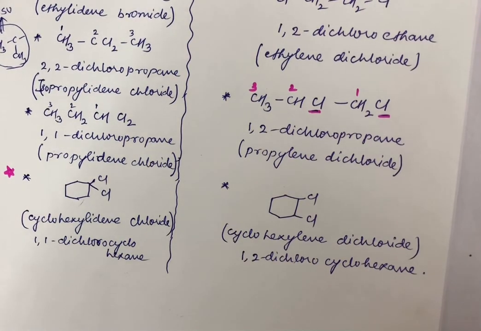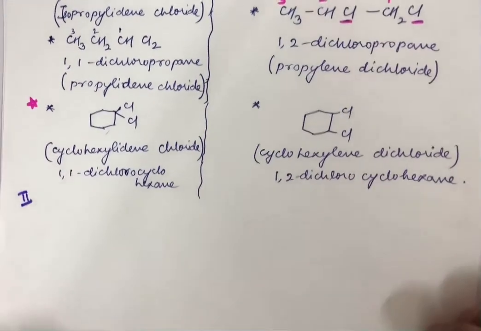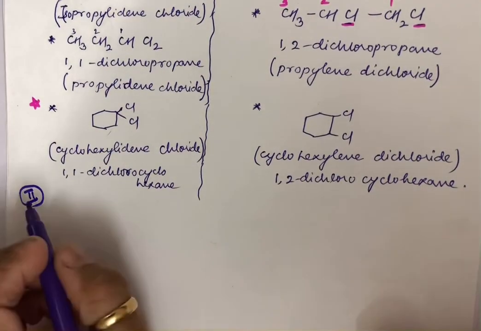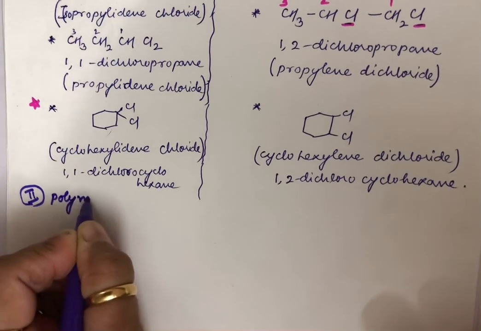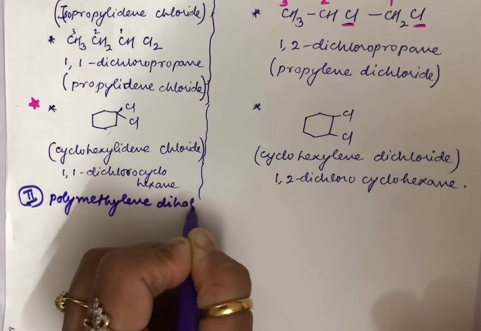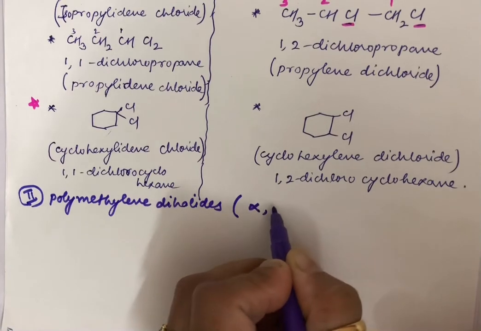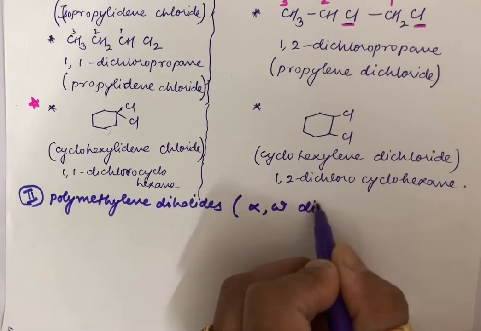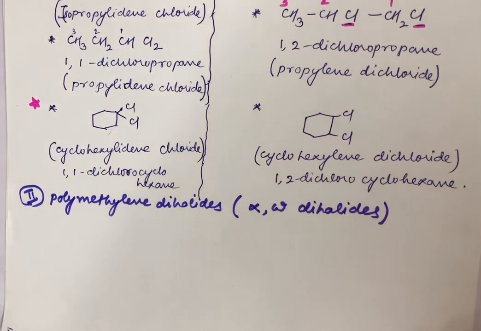And apart from this, I also wish to discuss with you one more class. So let me show you that class of compound. I wish to discuss with you something called polymethylene dihalides, or they are otherwise also referred to as alpha omega dihalides. They are rarely discussed, but then okay, you should learn them.